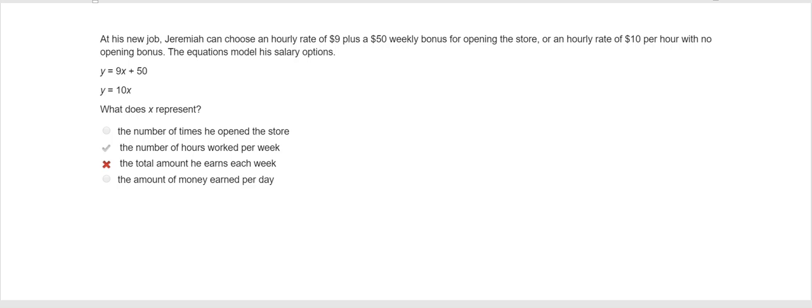Well, it says an hourly rate of $9 or an hourly rate of $10. So when you talk about your hourly rate, that means he makes $9 per hour or $10 per hour. So x here would represent the number of hours worked each week. Y actually represents the total amount that he earns.